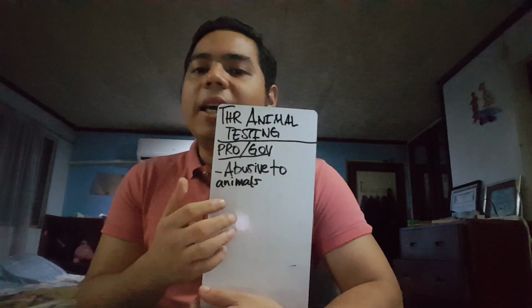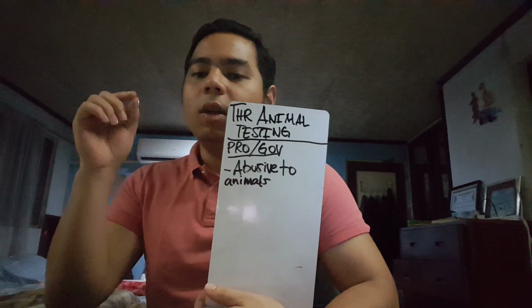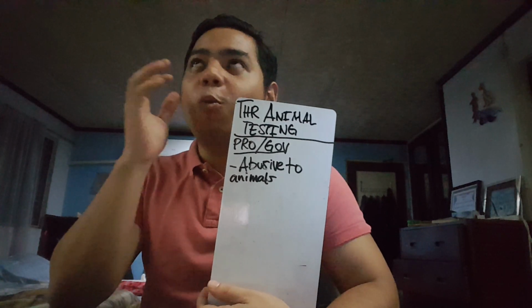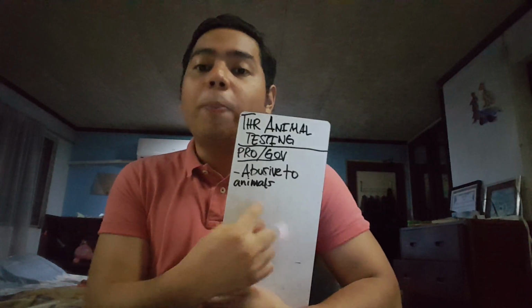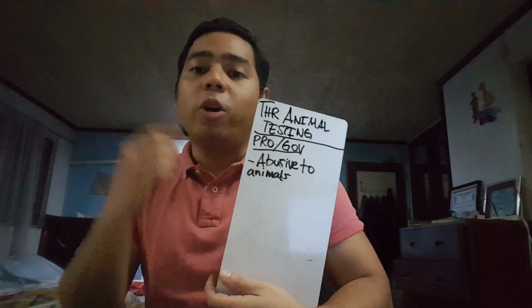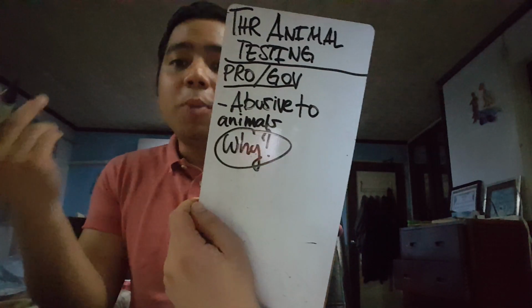What do I mean by this? If you're on the pro side or government side and you say that you regret animal testing because it's abusive to animals, what are you going to do then? What I recommend is you add a question towards your opinion to develop an idea or an argument. For example, it's abusive to animals. One of the questions that a person might ask is, why? Why is it abusive to animals?